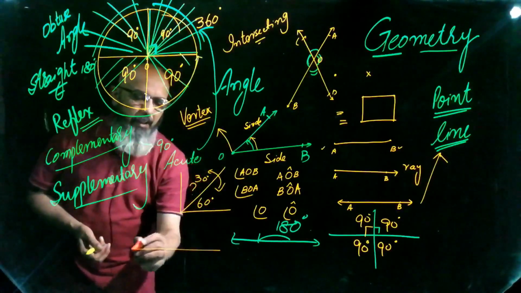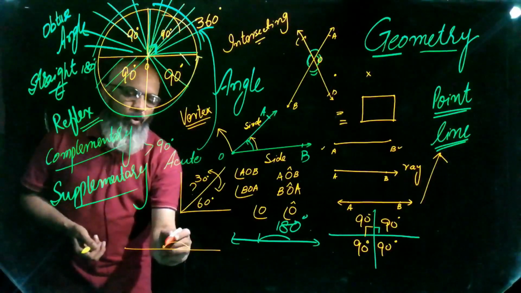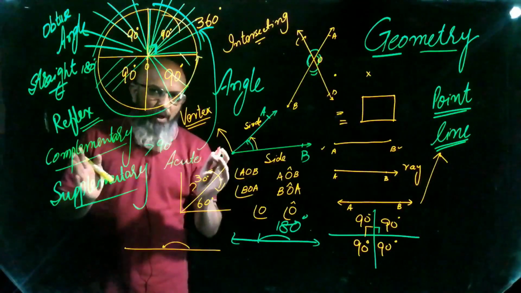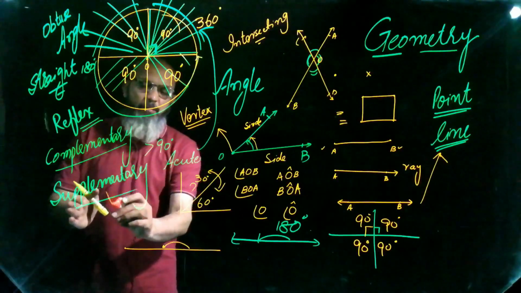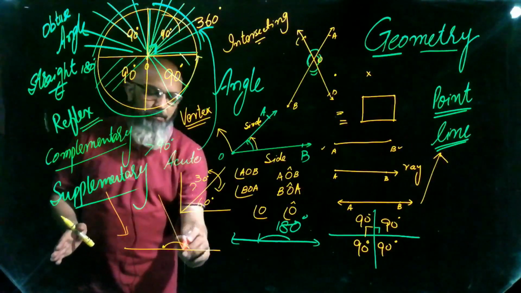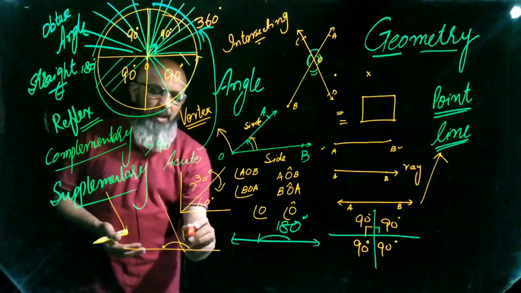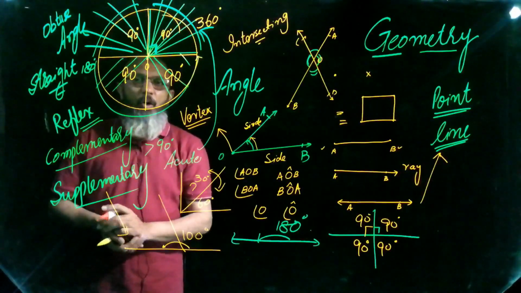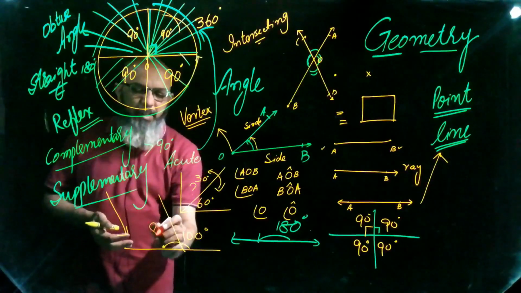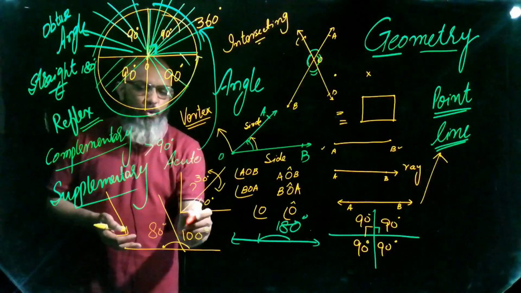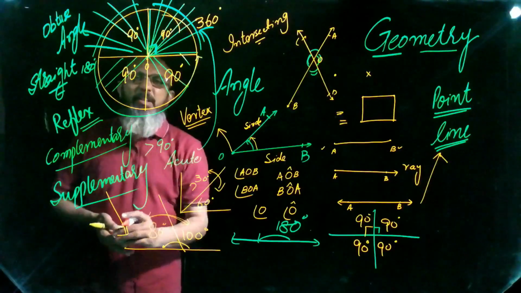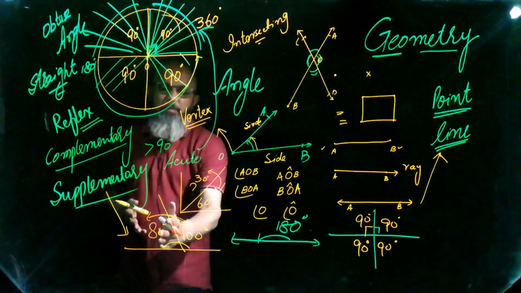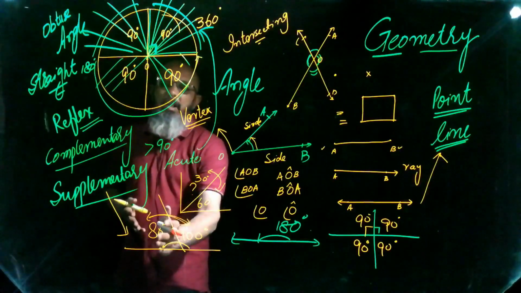If we have a straight line, and the sum of two angles is 180, we call them supplementary angles. Means if one angle is 100 degrees, what will be the other angle on a straight line? That is 80 degrees, right? So these two angles are called supplementary angles of each other. We call it the supplement: the supplement of 100 is 80 degrees.